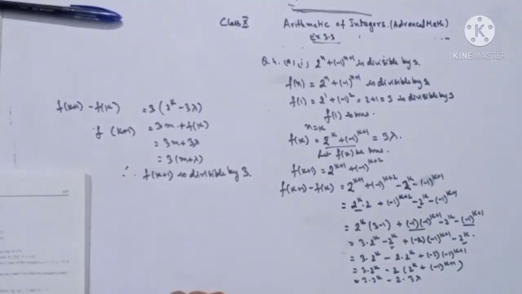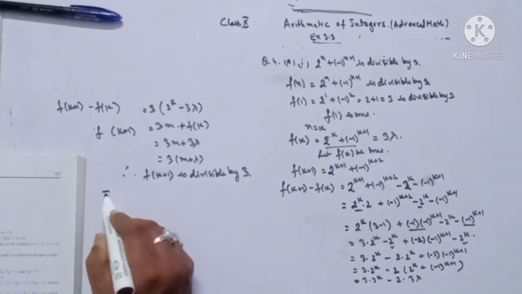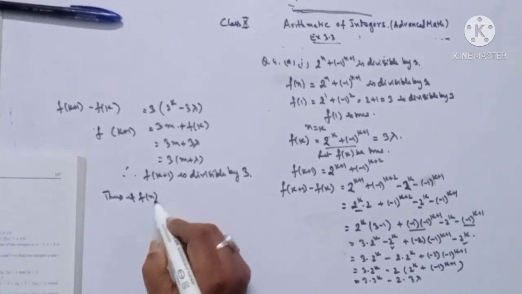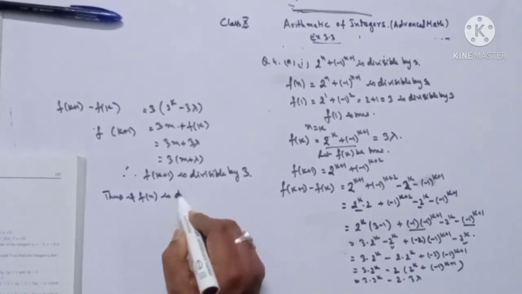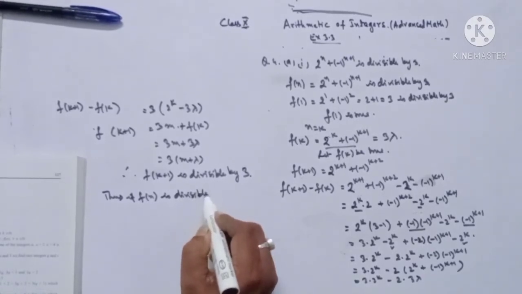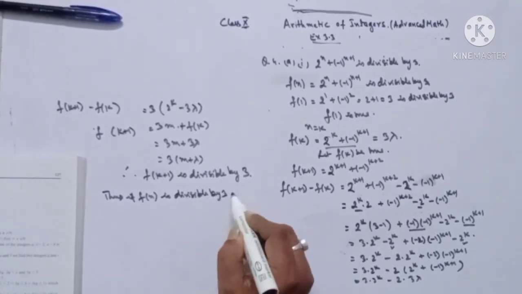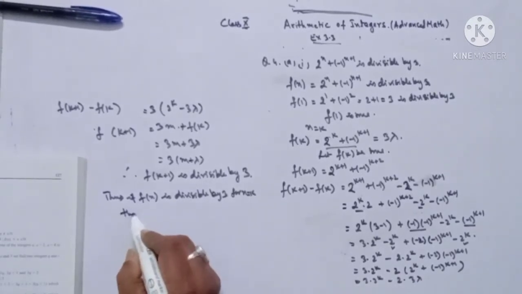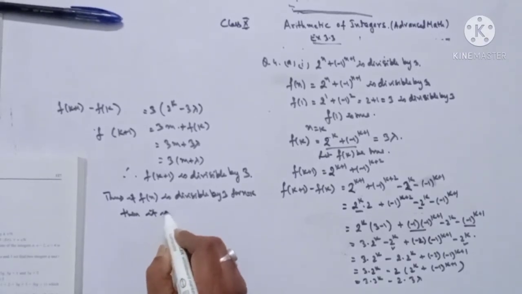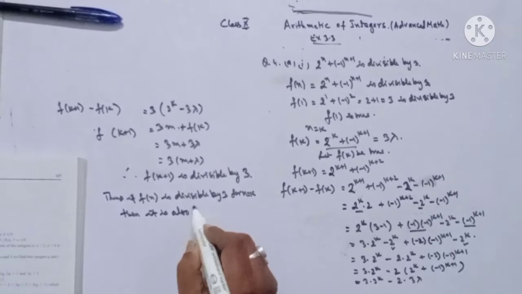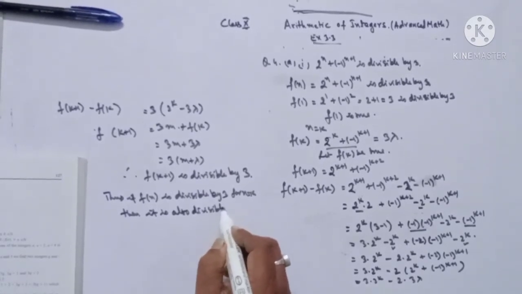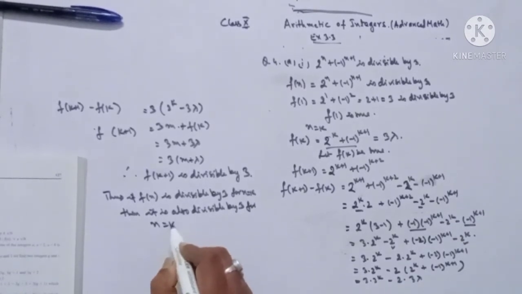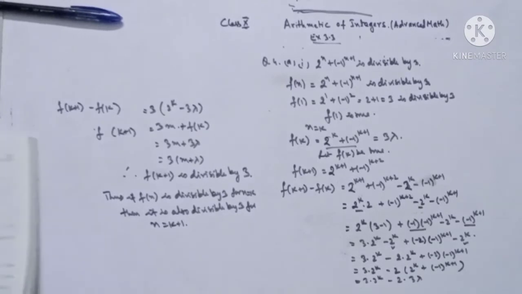Thus we can say that if f n is divisible by 3 for n is equal to k, then it is also divisible by 3 for n is equal to k plus 1. This is the mathematical induction method.